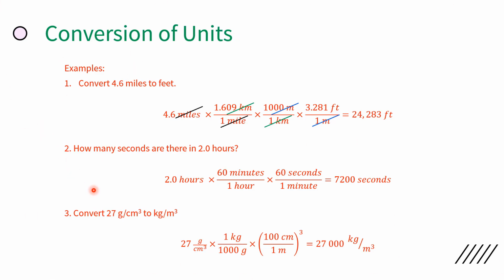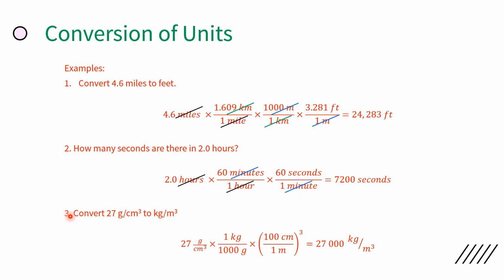In the same way, we can also calculate the number of seconds in 2 hours. So this would be the appropriate conversion factors. We have 1 hour equals 60 minutes and 1 minute is equal to 60 seconds. Multiplying 2 hours by these two conversion factors and canceling out the unwanted units, we will obtain 7,200 seconds.